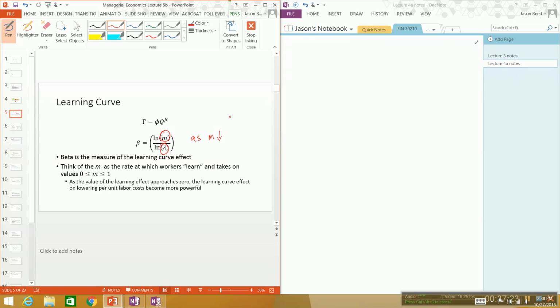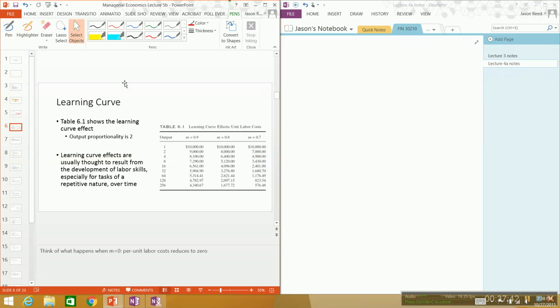the learning curve effect on lowering per unit labor cost becomes more powerful. So as M goes down, per unit labor costs go down as well. And that's important. So that's an interesting observation that we can make. And we can see how this takes effect. So we have 3 different columns here. And in this, we have essentially 3 different M values. Again, remember, as M goes down, that leads to per unit costs going down as well.